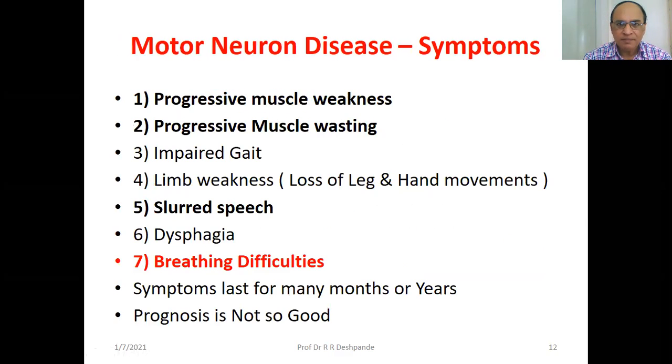Try to understand. Motor neuron disease symptoms: progressive muscular weakness, the patient cannot stand, cannot walk, cannot move the hands, cannot make the sign. Progressive muscle wasting, atrophy, use it or lose it. Impaired gait, his walking will be disturbed, limb weakness, loss of leg and hand movements. See my cursor, please.